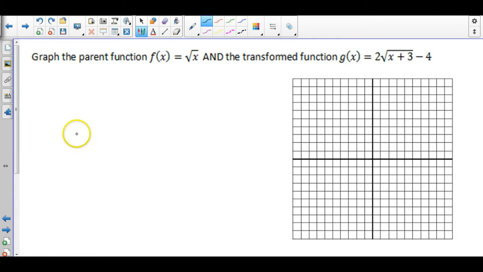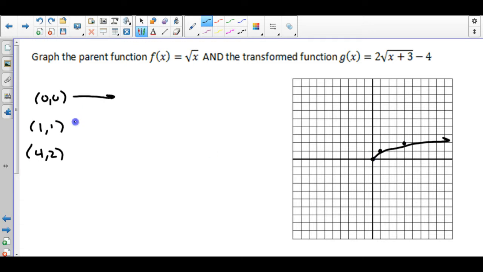This next one, I'm going to be graphing a function and the transformation function. So I'm going to use my starting points here, 0, 0, 1, 1, and 4, 2. So I'll graph these. Again, the 0, 0 is what we call the initial point for this radical graph. Okay, so over 4 and up 2. So this is what a square root graph looks like.